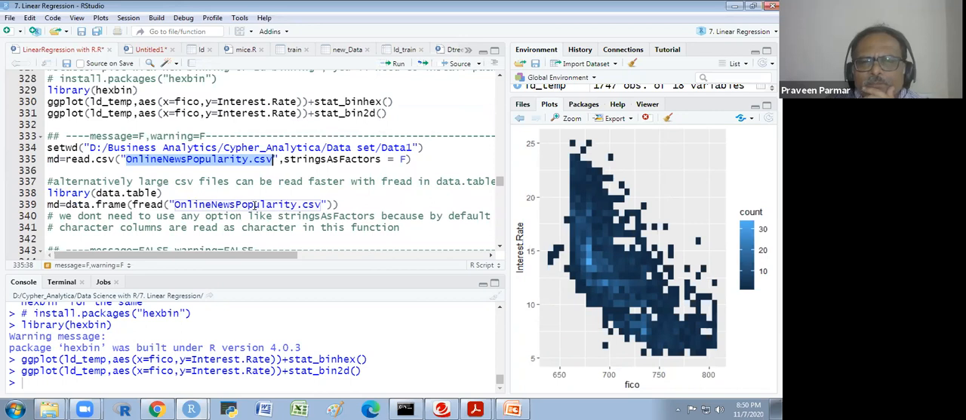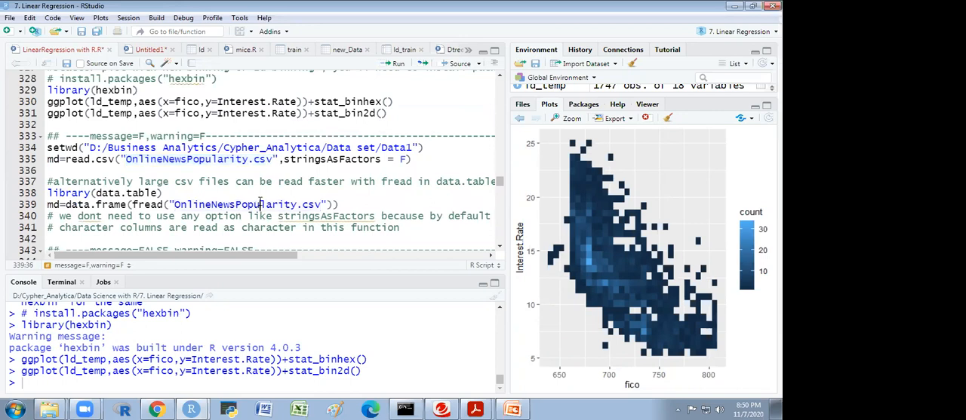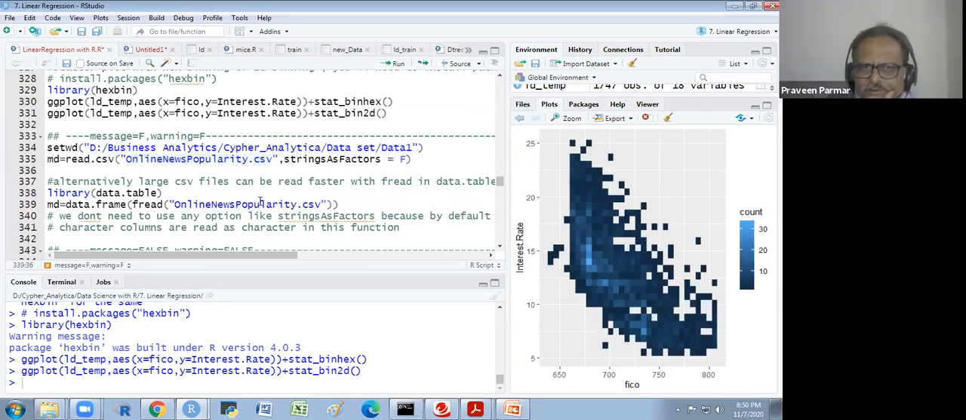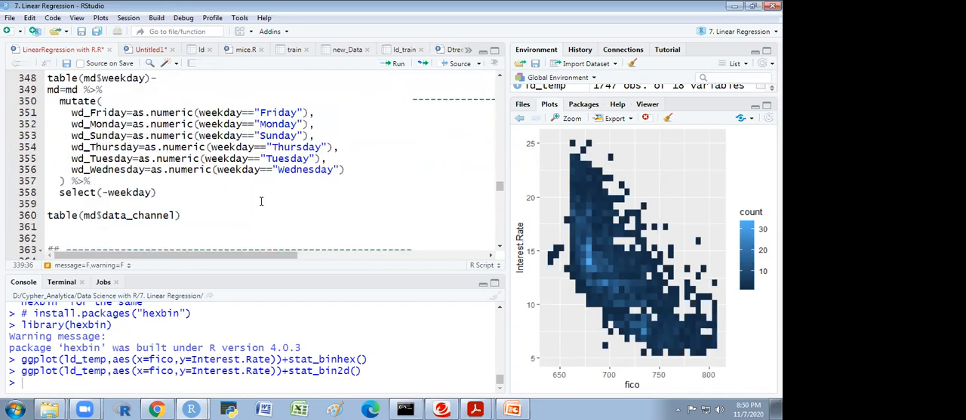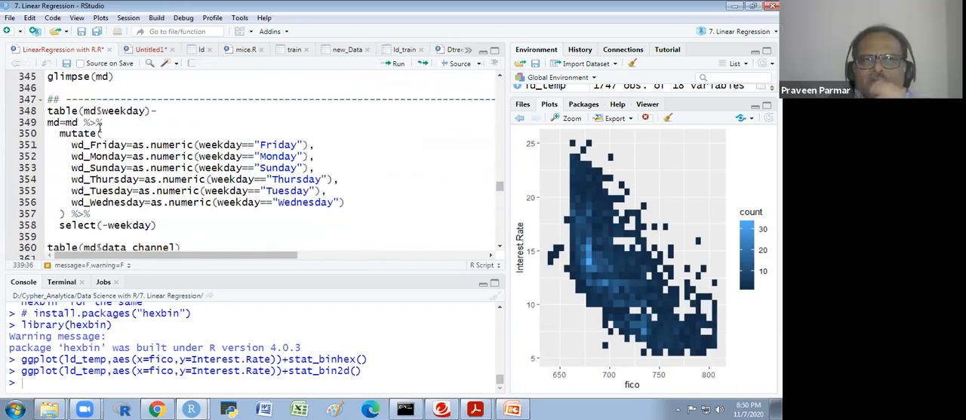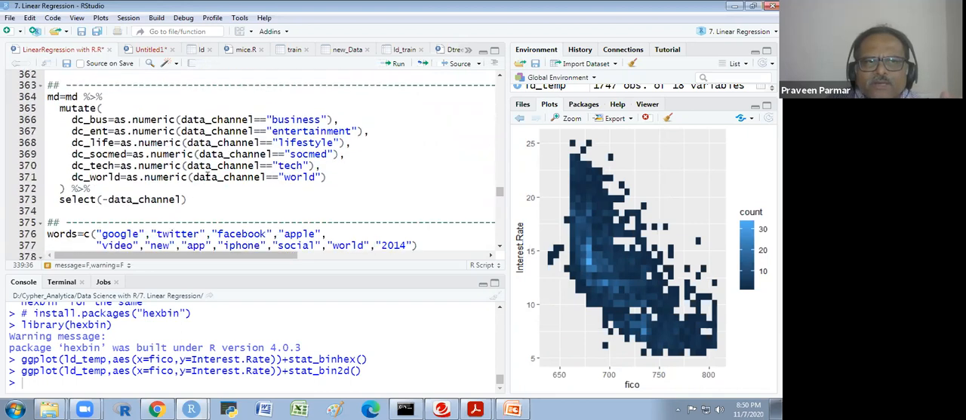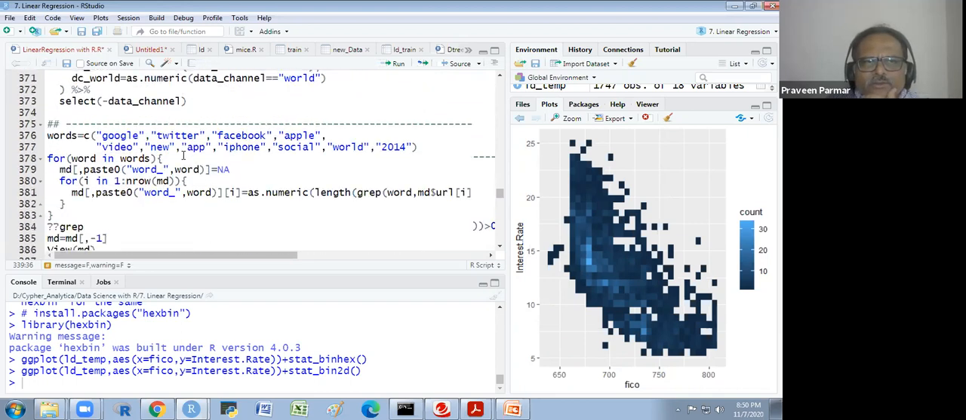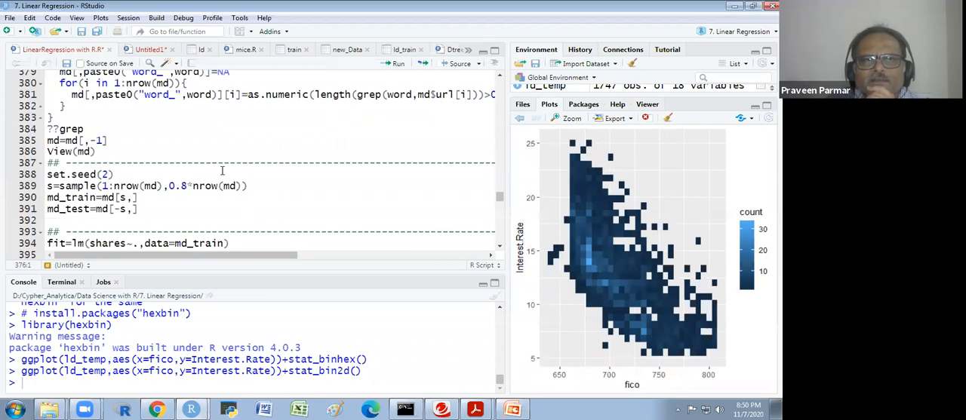This is the online news popularity data set, and we will practice with it. There are various weekdays, like Friday and Monday, which I have converted. And there are words like Google, Twitter, Facebook, Apple, video, new. I have taken these words as a specific vector, and pasted them there.